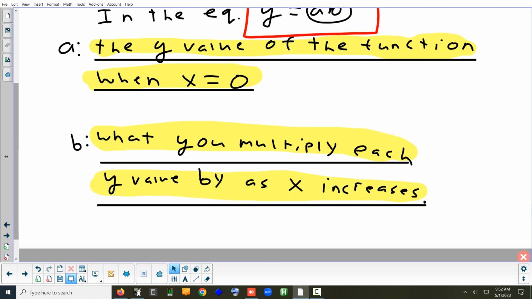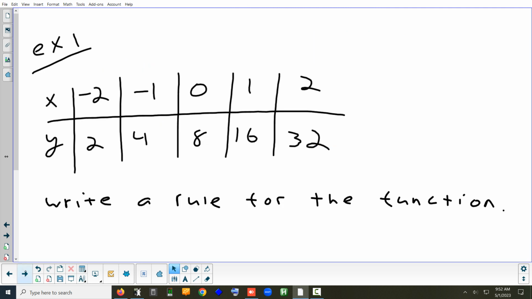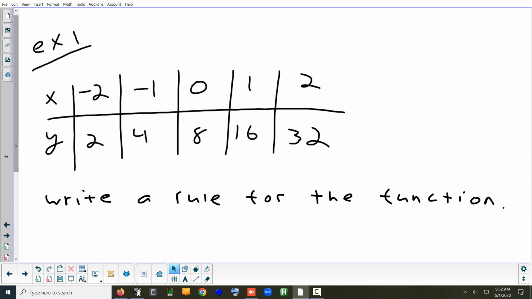Okay, does everybody have how to find the a and the b from the table? At the bottom of the guided notes on the first page, there are two examples. We'll go through example 1 together, and then I'm going to let you guys try example 2.